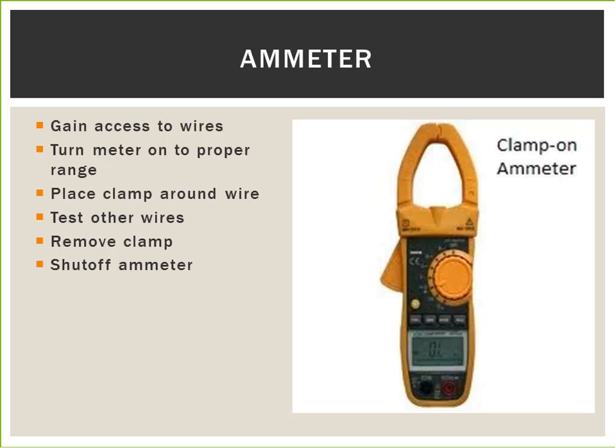Next, remove the clamp-on meter from the circuit when finished and shut the meter off so as not to wear down the battery. Some meters may have an automatic shutoff to conserve battery power. A warning for clamp type ammeters is that only AC circuits can be tested with this type of meter.